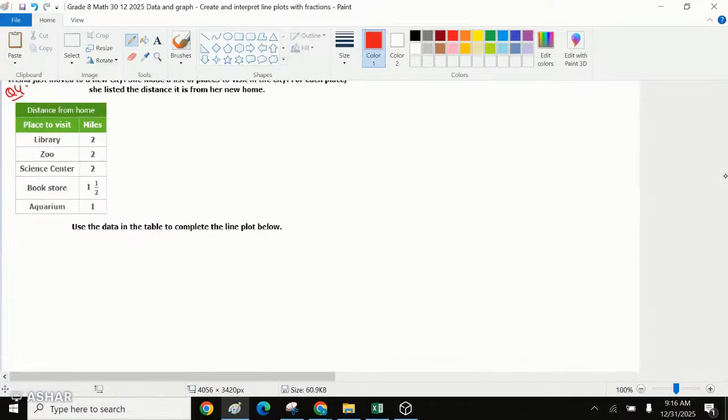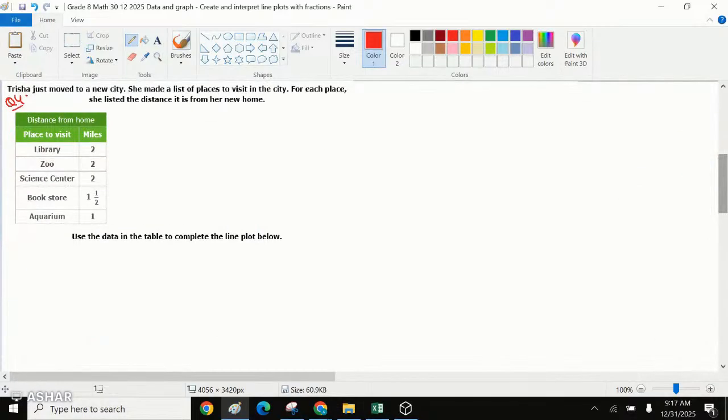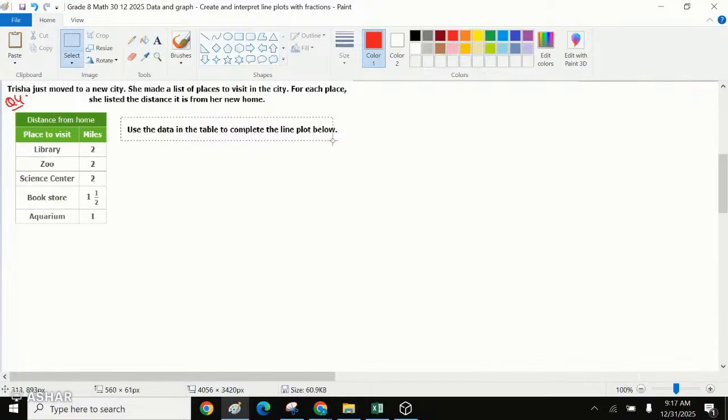In question number 4, what they are telling us is, Trisha just moved to a new city. She made a list of places to visit in the city. For each place, she listed the distance from her place. Let's see how we can complete this. We need to use the data to complete the line plot.